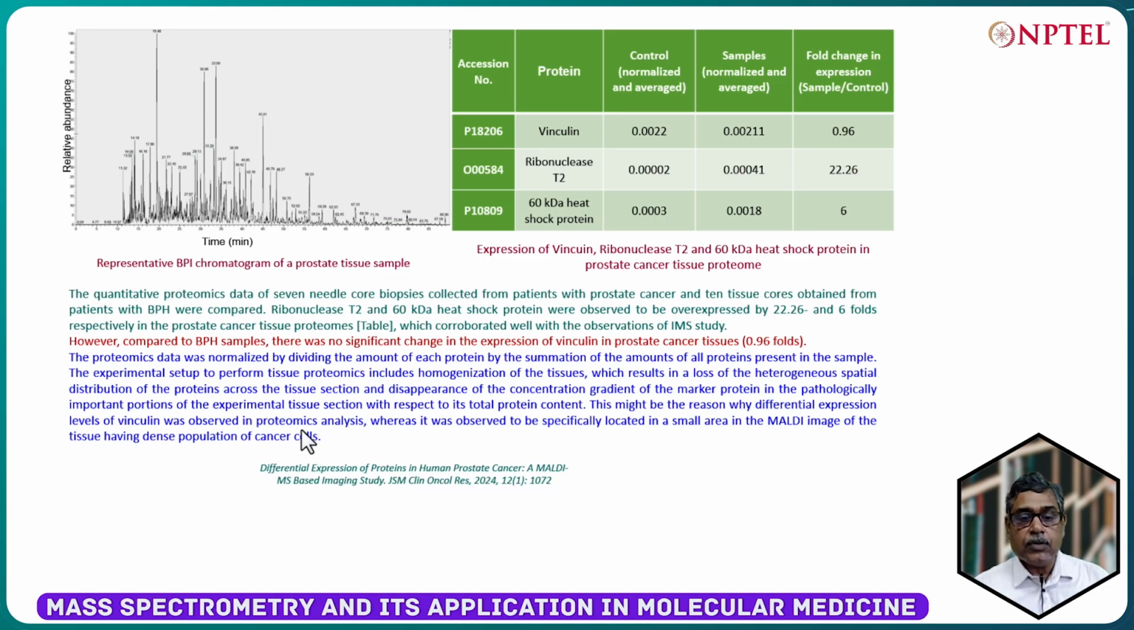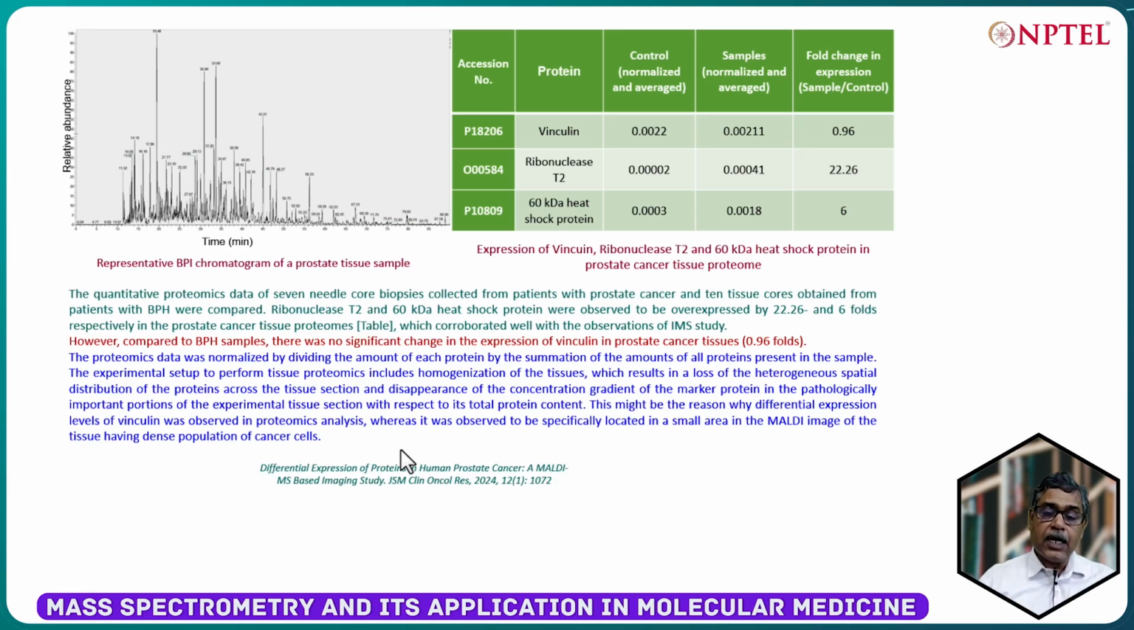So that was observed in the proteomics, whereas in the MALDI imaging it was observed specifically located in a small area of the tissues having a dense population of cancer cells. That's what I showed you. Whenever the cancer cell distribution is dense, vinculin is very much there, but that was a part of the tissue and the rest was normal. So that normal portion is making it diluted so that it doesn't show up as overexpressed. With that, I'll end the prostate cancer tissue imaging recorded through MALDI.